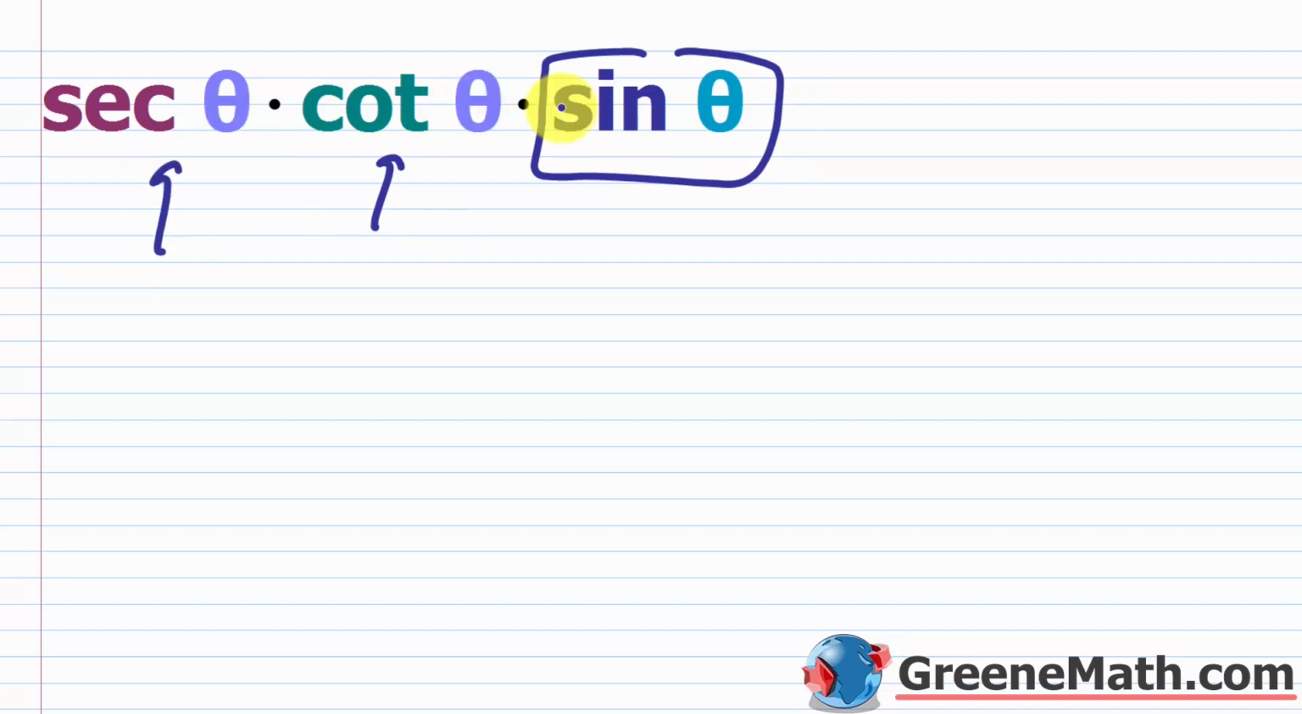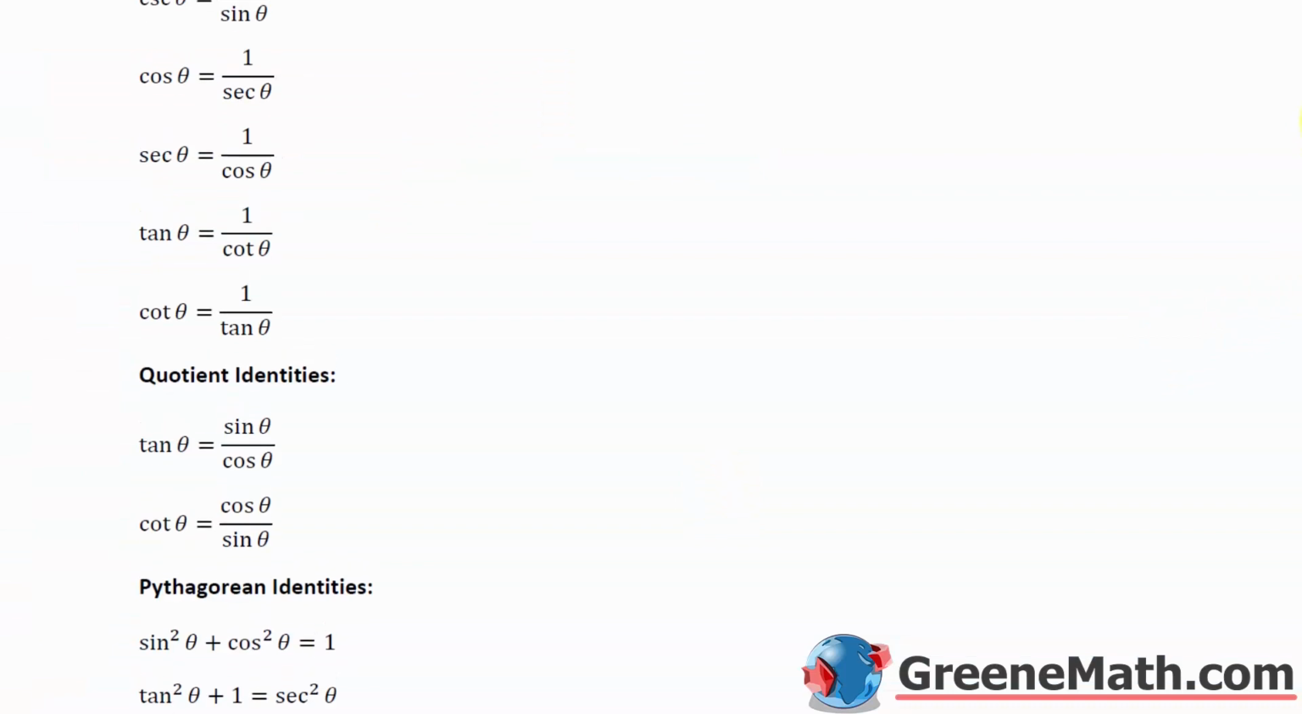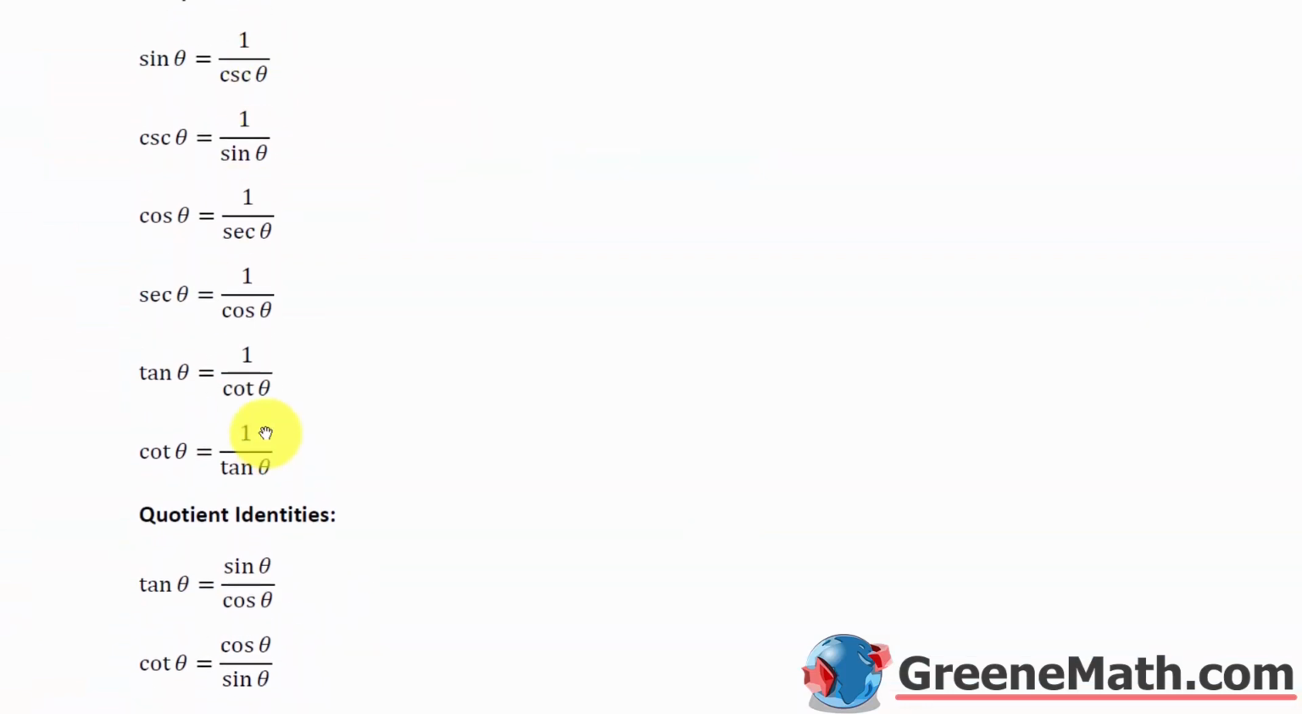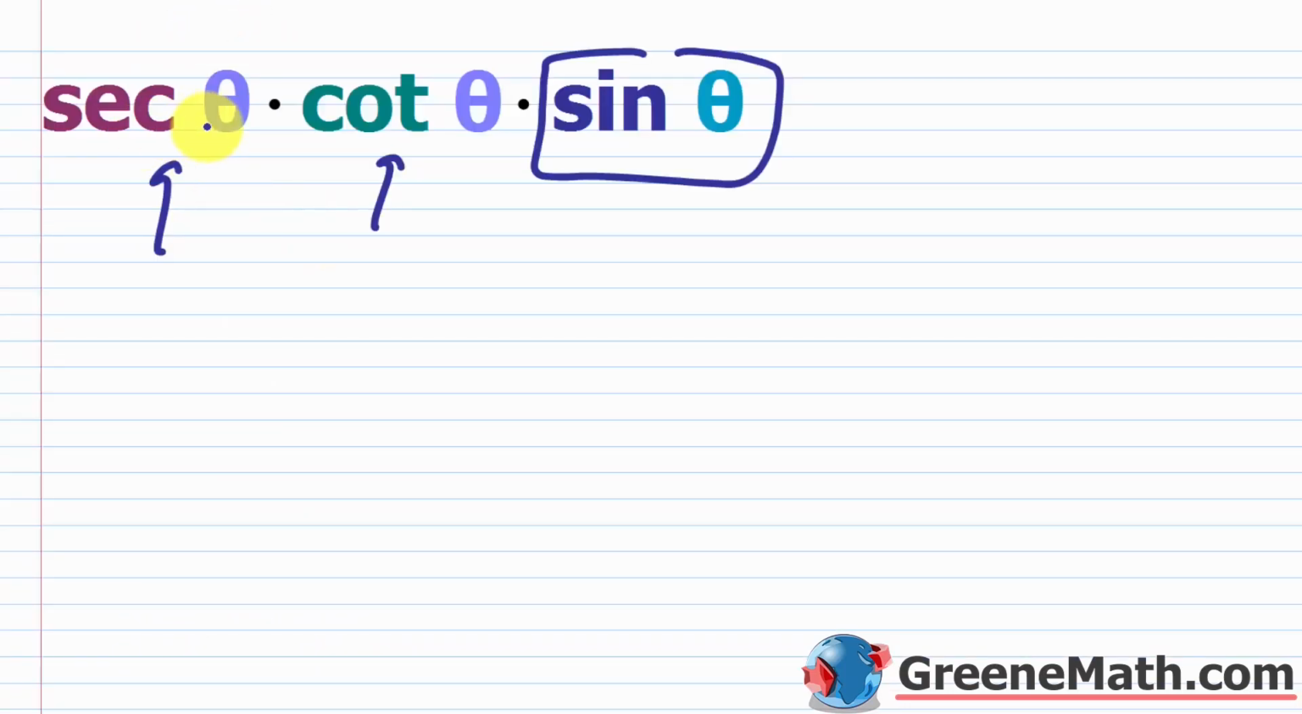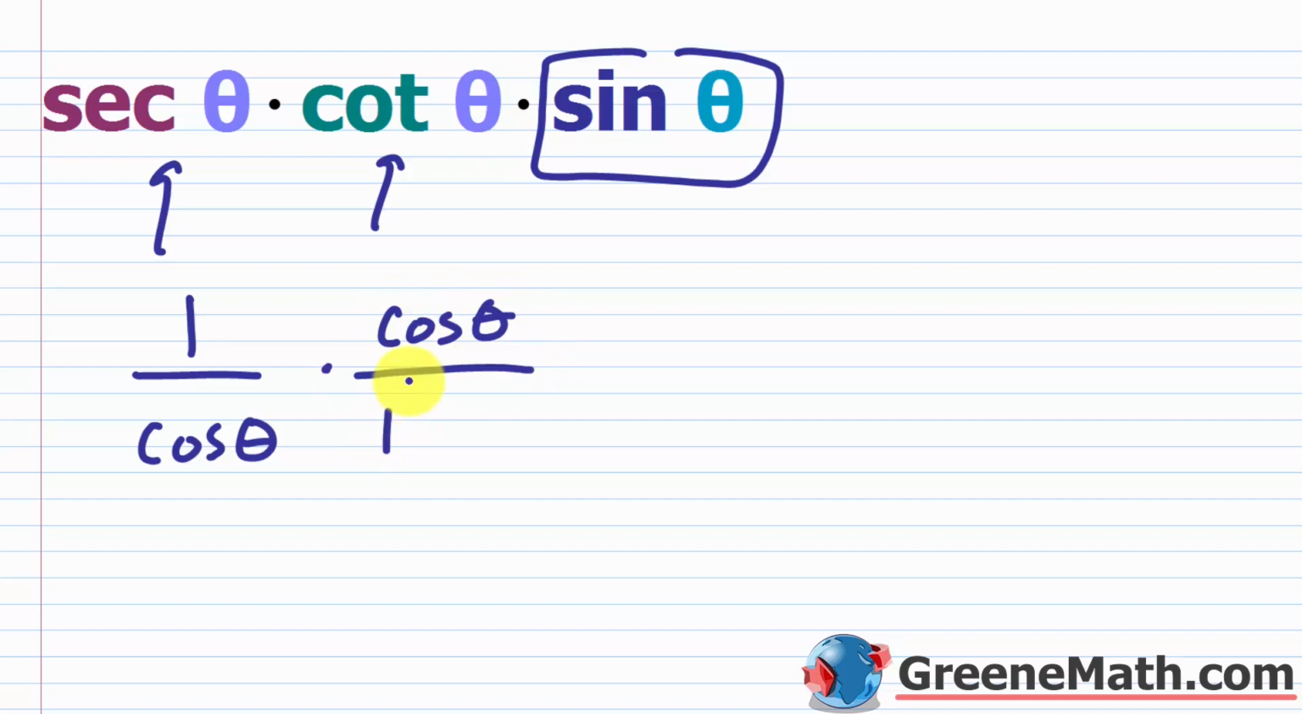Because there's multiplication here, I'm going to be thinking about my reciprocal identities, so I'm going to be using these to simplify. Basically, the secant of theta is 1 over the cosine of theta. The cotangent of theta, I know, is found by flipping the tangent of theta, so it's going to be the cosine of theta over the sine of theta.